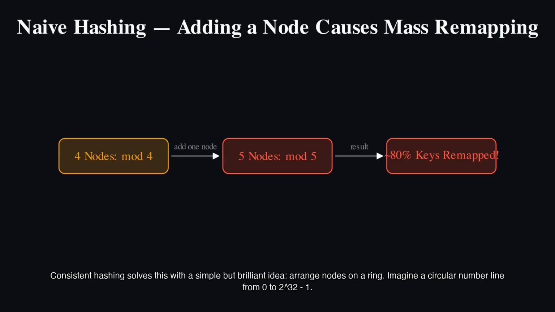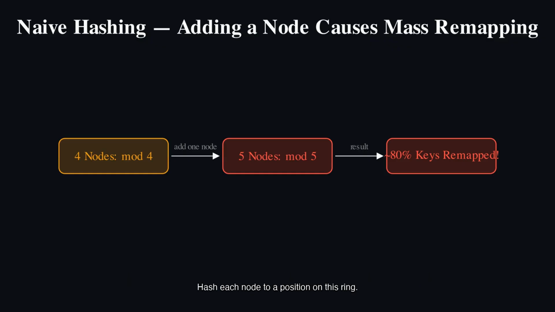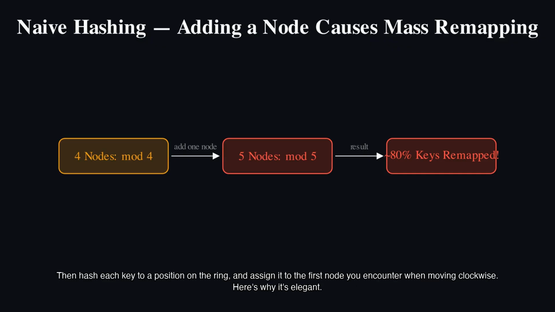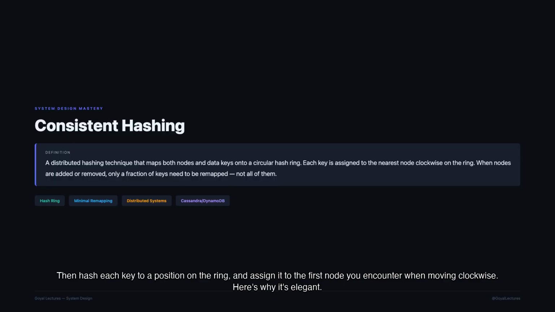Consistent hashing solves this with a simple but brilliant idea. Arrange nodes on a ring. Imagine a circular number line from 0 to 2^32 - 1. Hash each node to a position on this ring. Then hash each key to a position on the ring and assign it to the first node you encounter when moving clockwise.